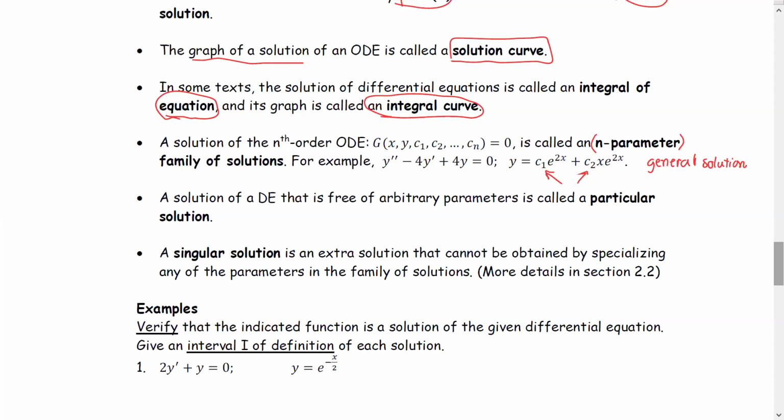The last case, a singular solution. A singular solution is an extra solution that cannot be obtained by specializing any of the parameters in the family of solutions. Another way to say it, the solution makes it undefined.